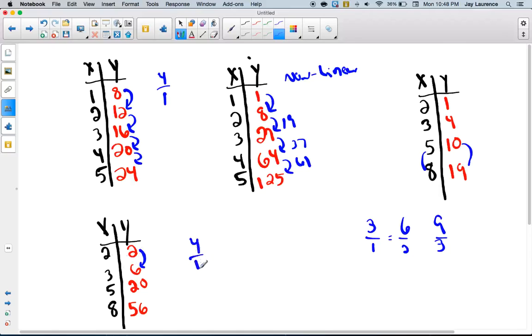Okay, this last example here, it looks like we're going up 4 in the output when the input's going up 1, okay? Now on the next one, we're going up 14 when the input is going up 2. Well, 14 divided by 2 is 7, not 4. This is nonlinear. If it were linear, it would have simplified to 4 over 1, or better yet, just 4.